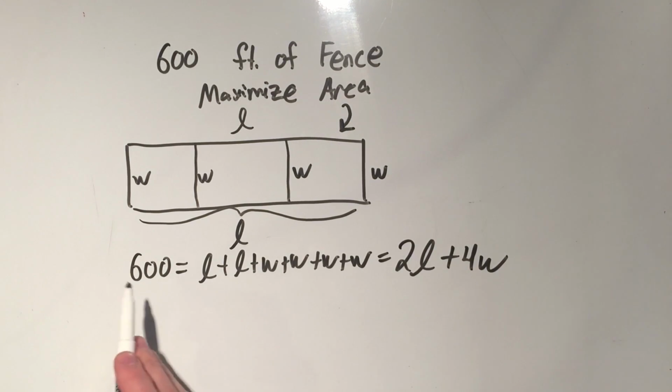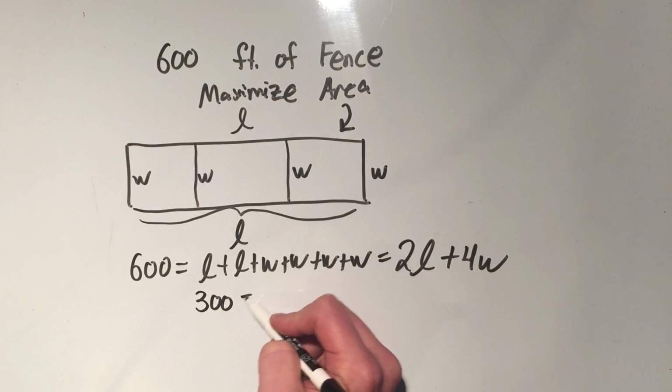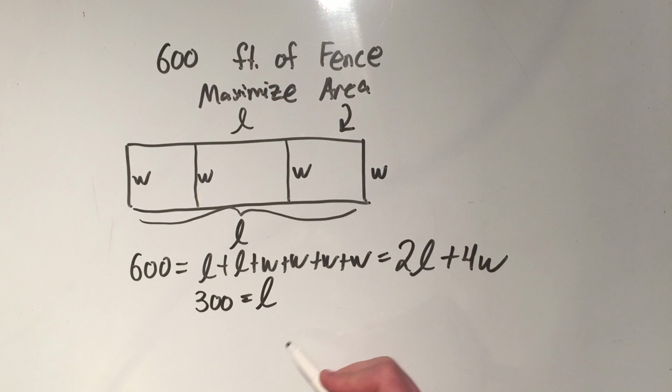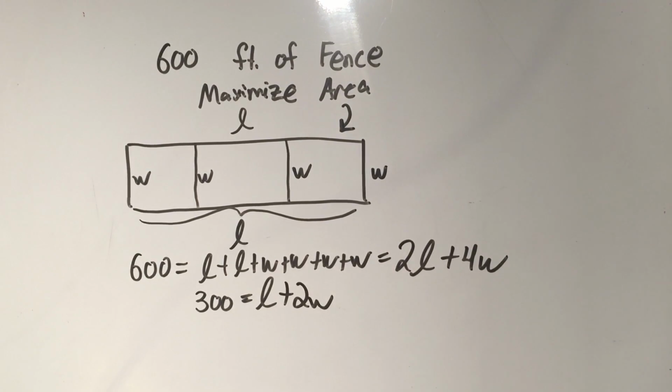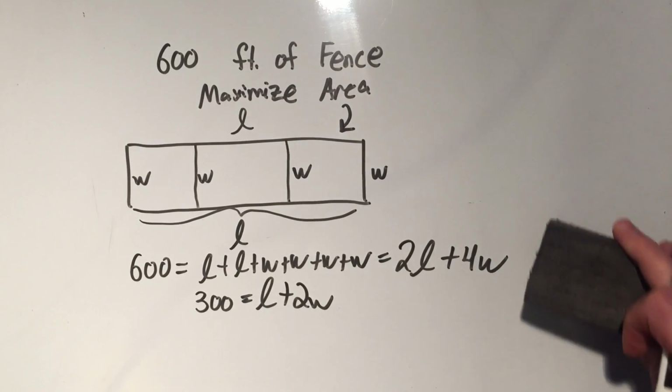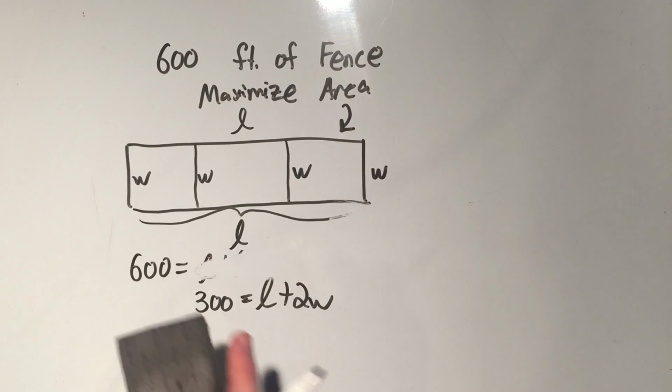And I might as well divide both sides by 2 just to make it a little bit cleaner. 600 divided by 2 is 300. 2L divided by 2 is L. 4W divided by 2 is 2W. Okay, so I have a nice neat little equation that describes my constraint.